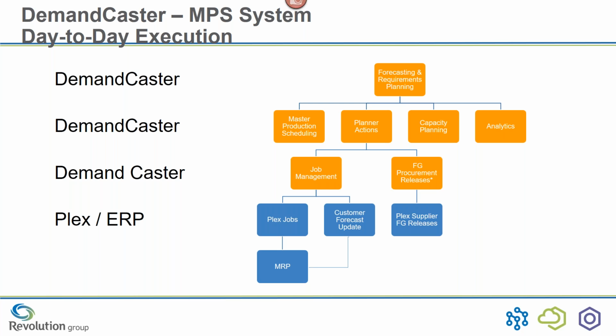It will also give you recommendations for your finished good procurement releases, and we'll actually turn into releases in Plex, but those, again, are right at this point only for finished good or pass-through parts. The component part functionality is on the roadmap at this point. They don't have a firm date, but that's definitely in the works.